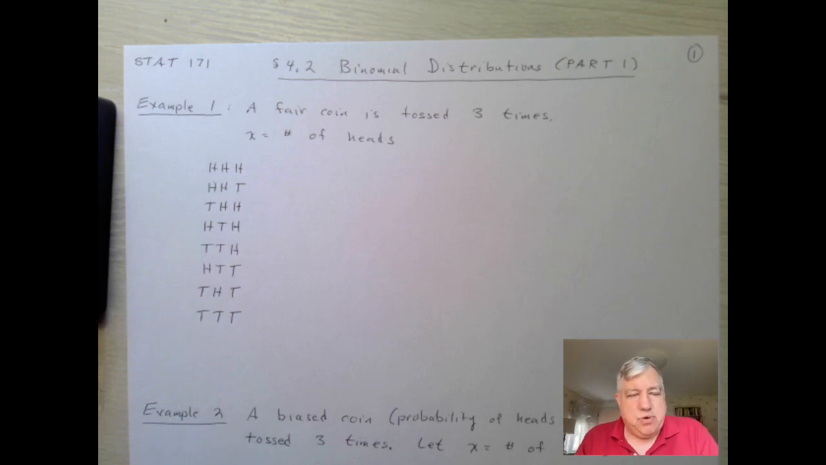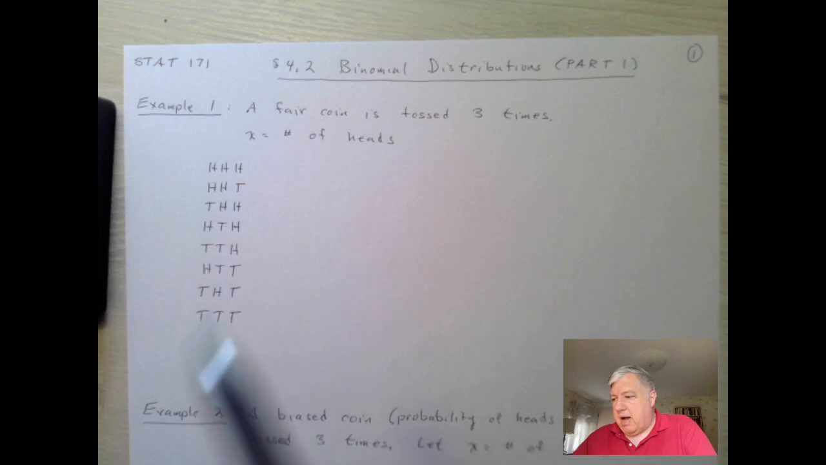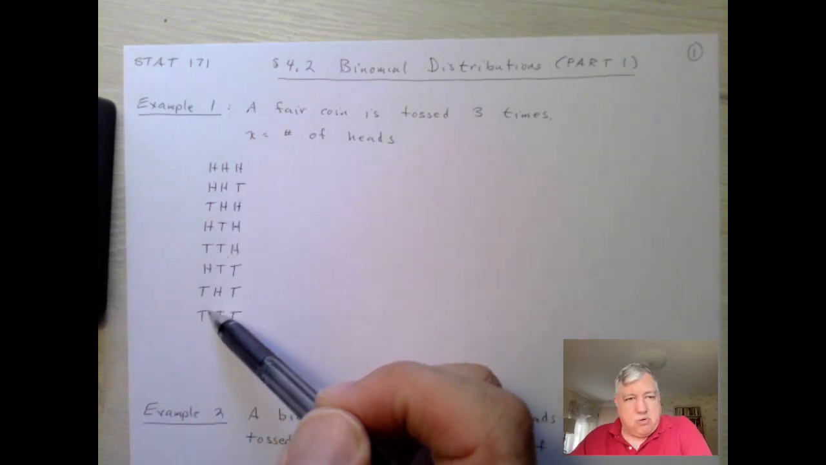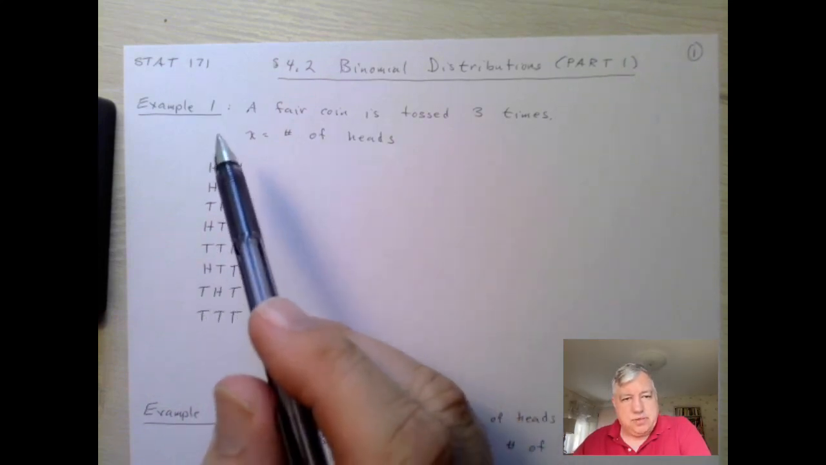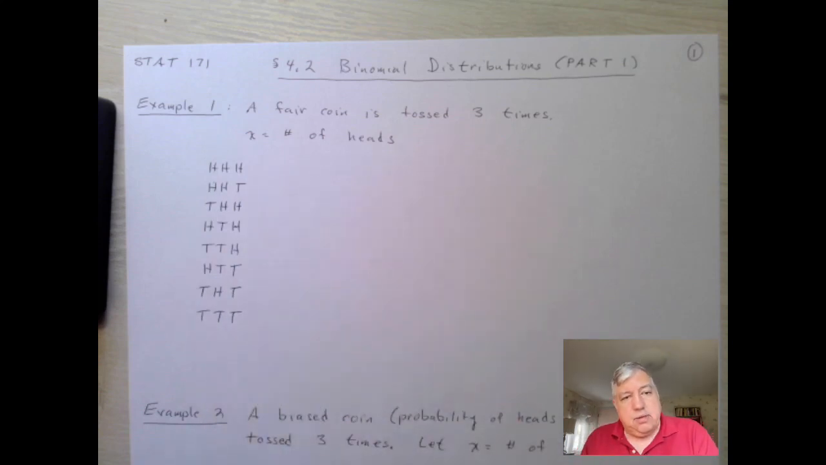And the first one is one that we're very familiar with, where we have a fair coin that is tossed 3 times, and if we let x be the number of heads, we've already done that basically in the previous section, when we were talking about random variables. But I just want to do this a slightly different way. Because obviously here these are all the possible outcomes, that's our sample space, and because the coin is fair, they're all equally likely.